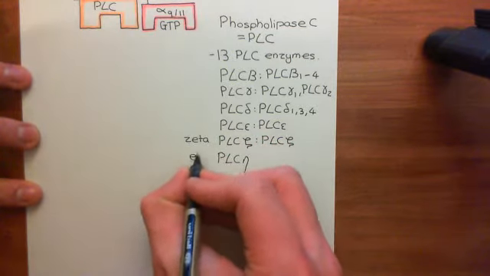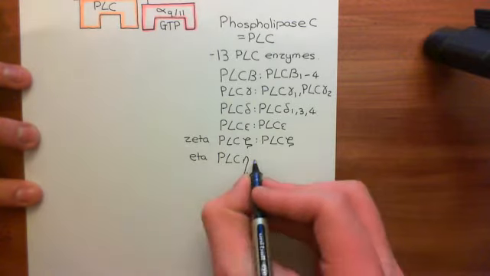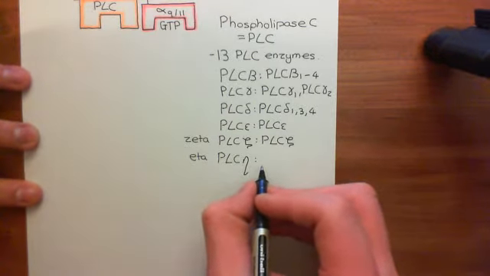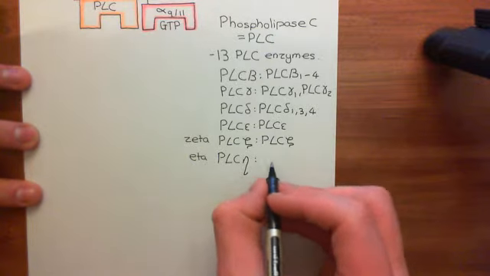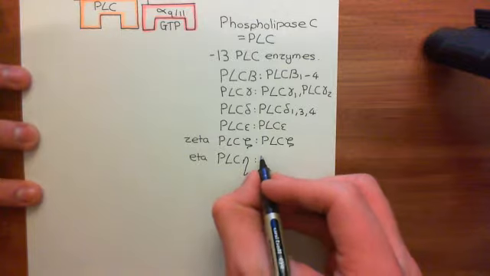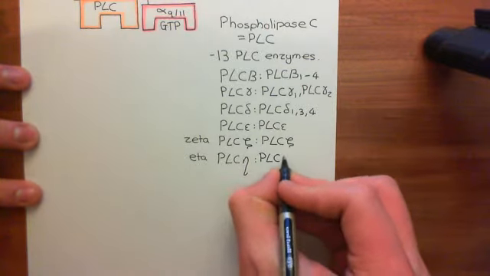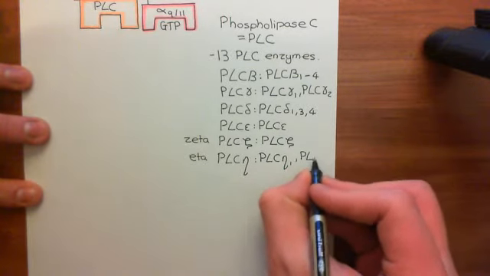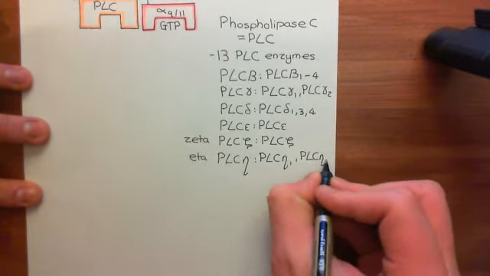Okay, this is now just eta, and we're going to have another reminder of the Greek alphabet later when we come to protein kinase C itself. Okay, so in the Phospholipase C eta family, there are two members then. There is Phospholipase C eta 1, and then there is also Phospholipase C eta 2.